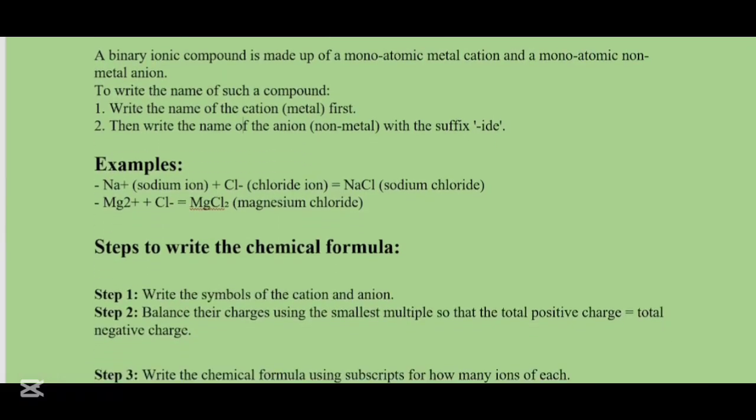Now we have an example. For example, Na+. This is a sodium ion or a sodium cation. It is a metal. Then we have Cl-. It is a chloride ion. Instead of chlorine, we say chloride. Why? Because it is an anion and it is an ion. So the suffix will end with -ide. So this means that Na+ will be added with Cl-. It results in NaCl, which is sodium chloride.